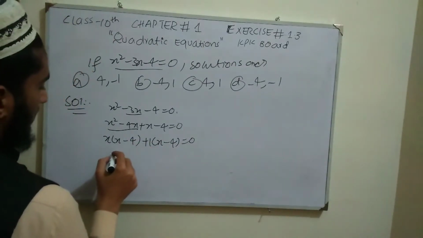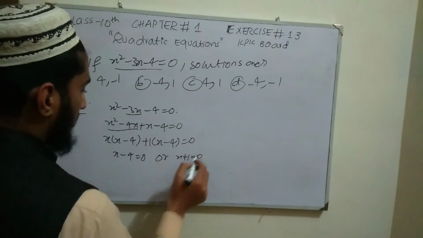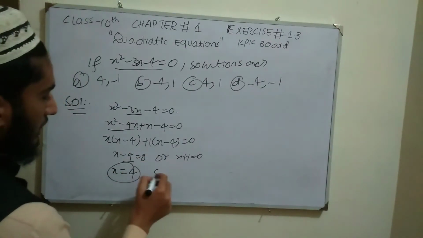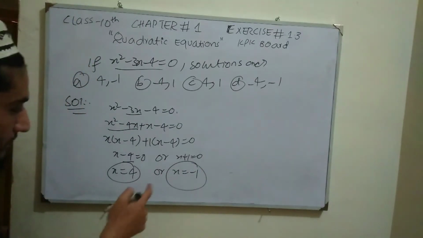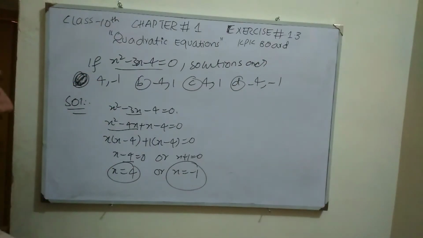So by zero factor property, we have two solutions. X minus 4 is equal to 0, or x plus 1 is equal to 0. Move minus 4 to the right hand side, so we are left with x is equal to 4, and here x is equal to negative 1. So these are the two solutions to the given quadratic equation, 4 and minus 1. Option A is the right option.